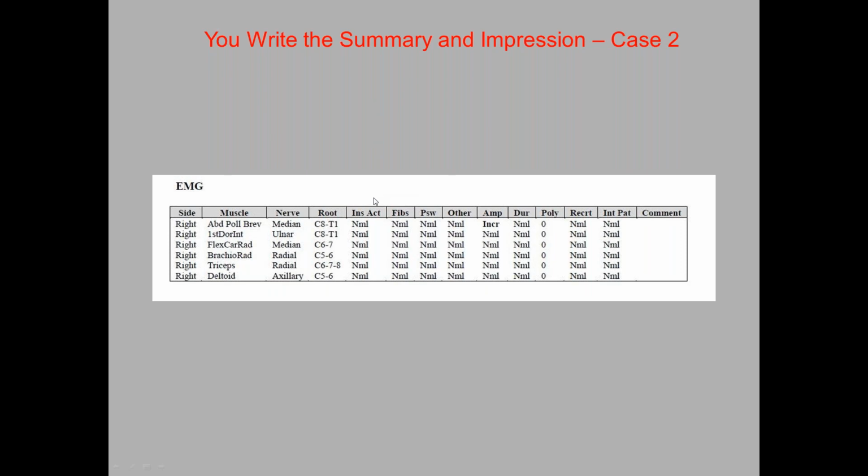And then I might say there are large amplitude motor units in the right APB. This suggests mature collateral axon sprouts without any evidence of ongoing denervation. Remaining muscles from the C5 to T1 myotomes are within normal limits. Is that okay? Yeah. Mm-hmm. What's your impression?